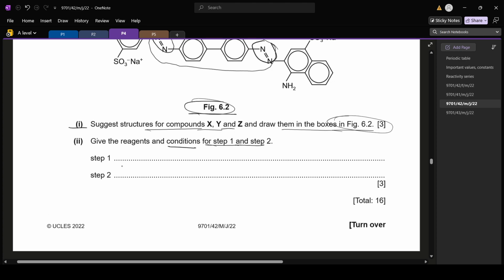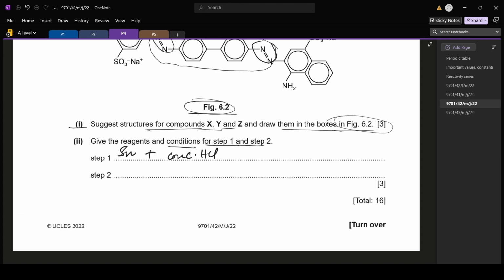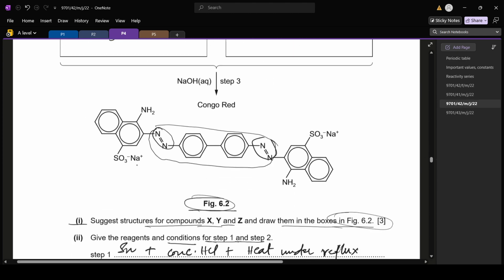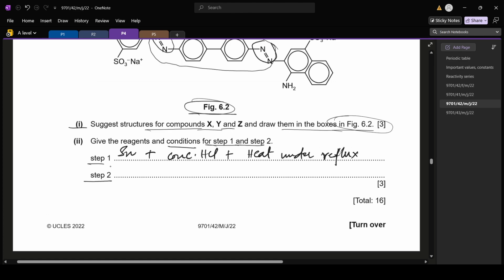We achieve this by reacting it with tin plus concentrated sulfuric acid. Oh, sorry, concentrated HCl. Concentrated HCl, plus heat under reflux. This is your synthesis. This is your reagents and conditions for step 1. You have to remember the conditions. There is no other way, and there is no logic in which I can tell why tin and concentrated HCl is used. You just have to remember these conditions.